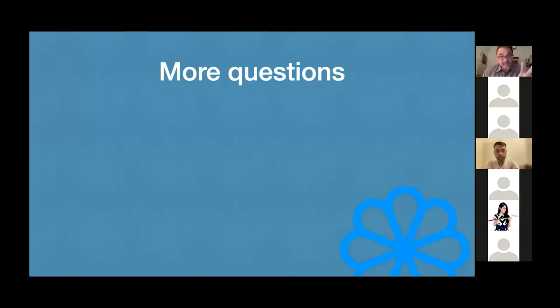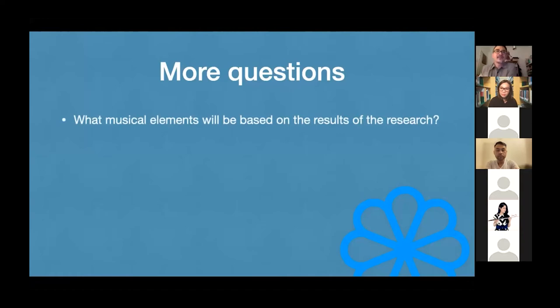Some more question examples. What musical elements will be based on the results of the research? You do not get ideas when you are doing research. The ideas will come after the research. I will explain later on. Have an approach, do your research. After the research, gather all the data, the materials, and look at the table and start to panic, which is okay. And slowly, day by day, don't care.